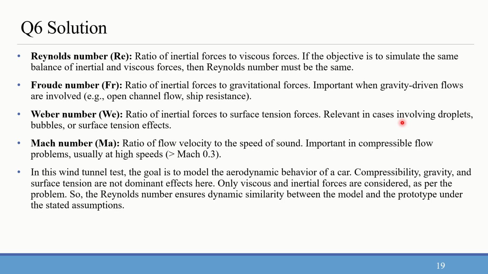So in this wind tunnel test, the goal is to model the aerodynamic behavior of a car. Compressibility, gravity and surface tension we are not talking about, and therefore only inertial and viscous forces are to be considered as per the problem. So Reynolds number ensures dynamic similarity between the model and the prototype under the stated assumption. Also in the question itself it is clearly mentioned that it is about inertial force to the viscous force, so we can directly go with the Reynolds number effect only. So that is question 6.